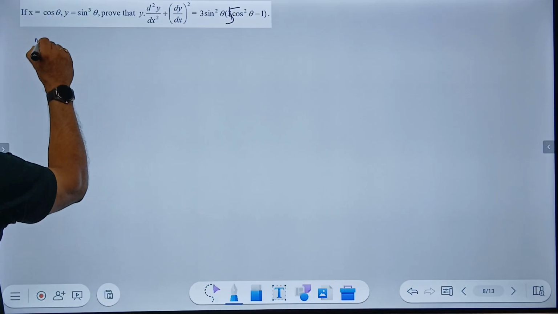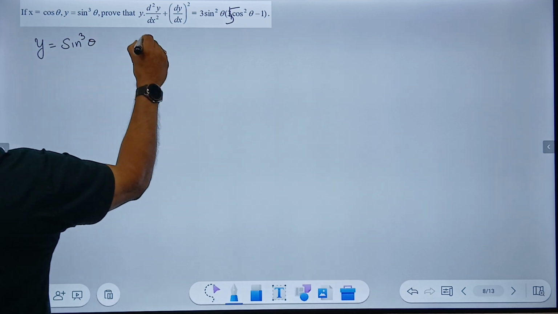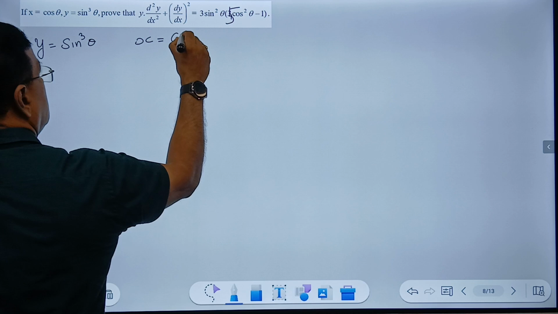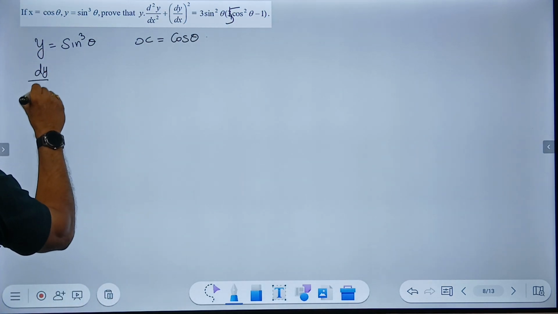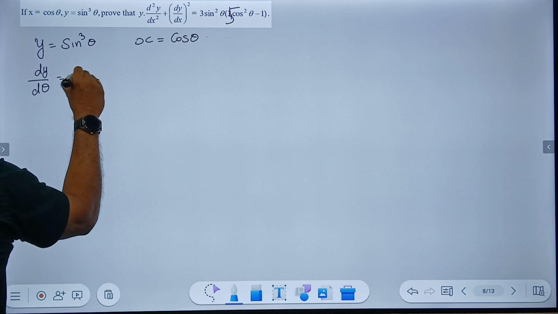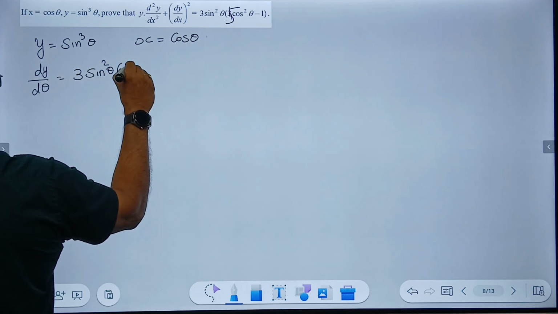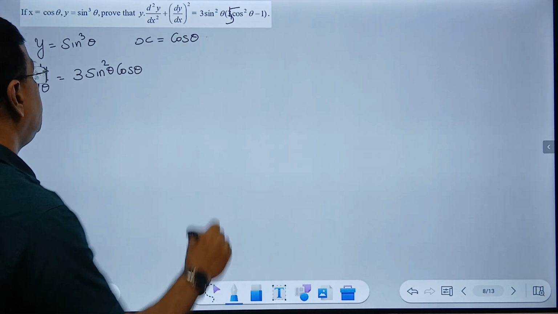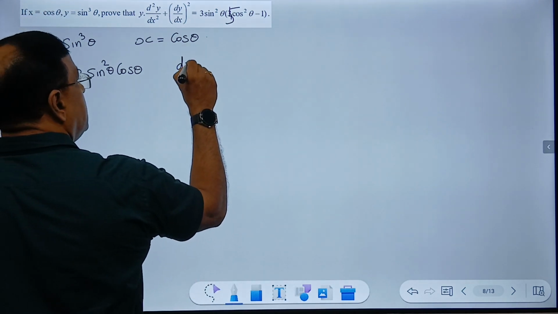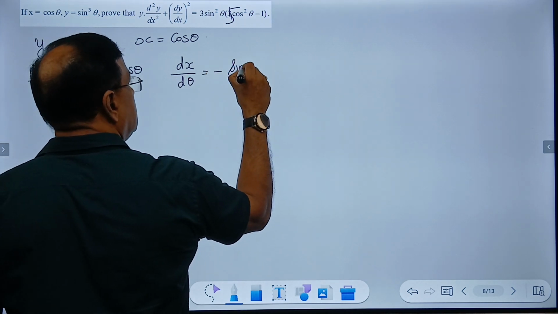Question. This is y equal to sine cube theta and x is equal to cos theta. Now what is dy by d theta? dy by d theta will be 3 sine square theta cos theta. I am using chain rule. First I differentiate the power 3 and then I differentiate sine. Now what is dx by d theta? dx by d theta will be minus sine theta.